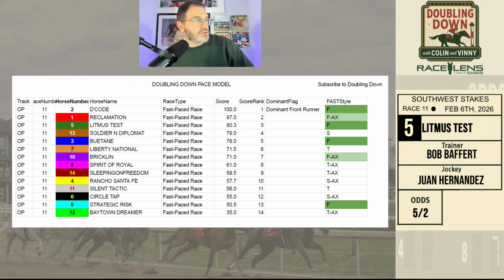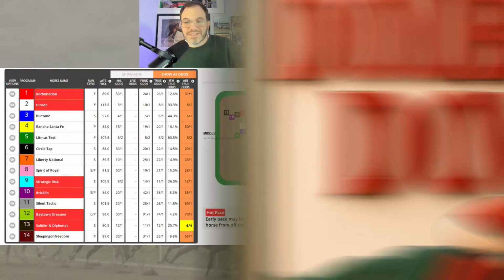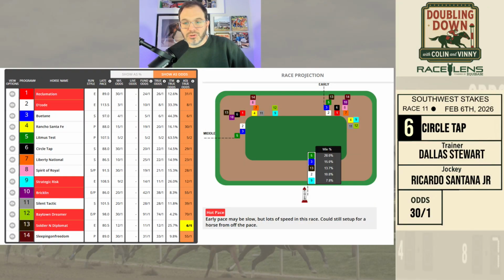So then what I like to do after I use my model, because we are big fans of RaceLens here on Doubling Down, is I like to take a look at the RaceLens race projection. And if you sign up for RaceLens, you get this for every single race. And what I see right on the bottom right here is that it says hot pace. The early pace may be slow, but there's lots of speed in this race, and that could set up for a horse from off the pace.